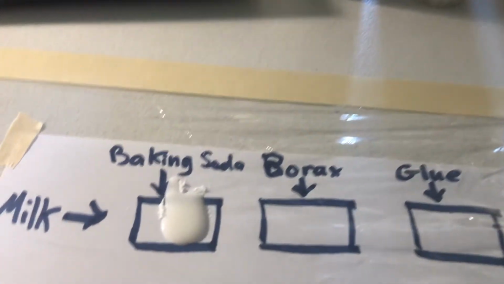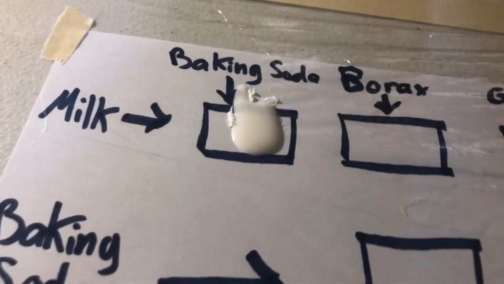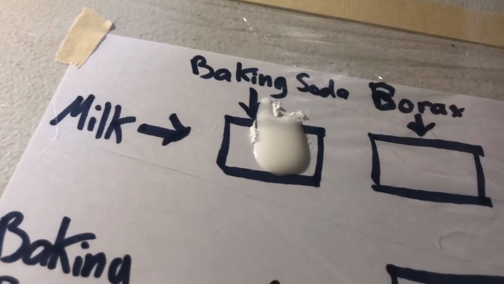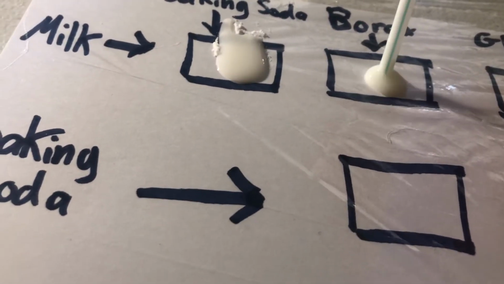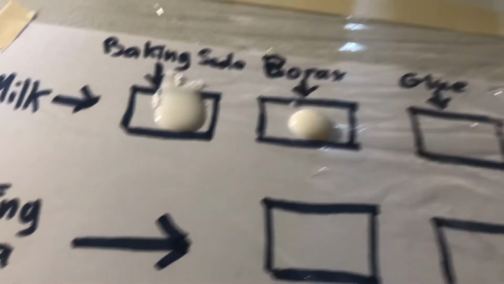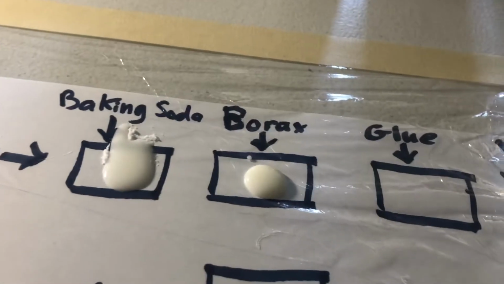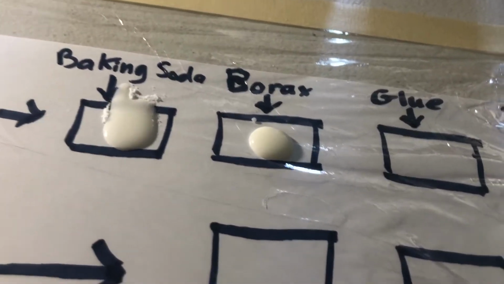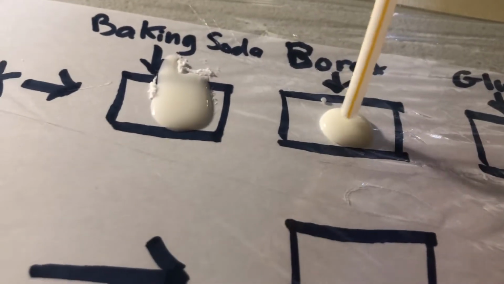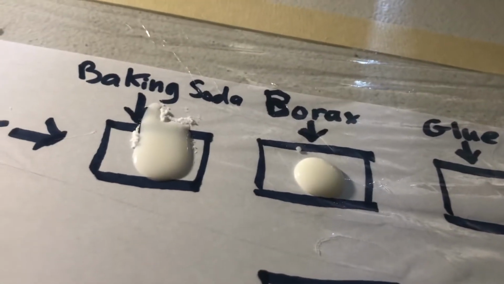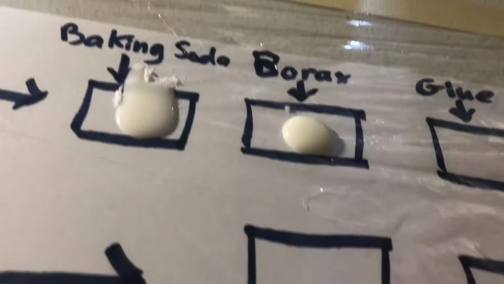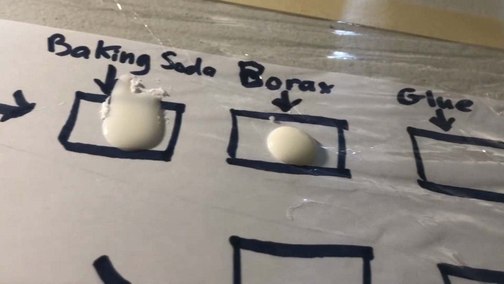Next one is going to be milk and borax. If you have the supplies at home, you can always try some of these mixtures out. Just make sure you ask a parent first. There's our milk. And borax. Oh, that did not do what I needed it to do. We're just going to pour a little bit.